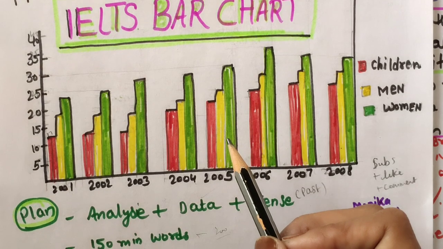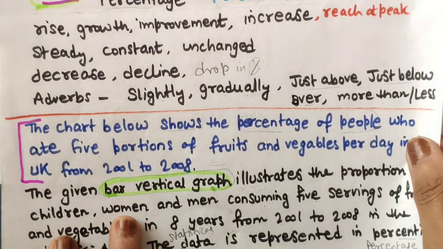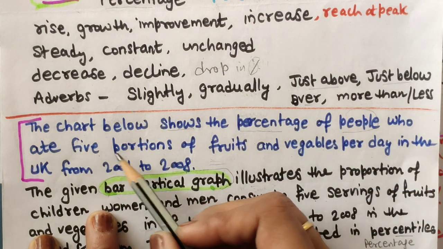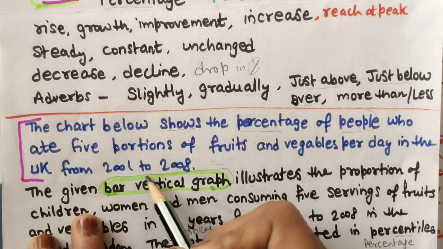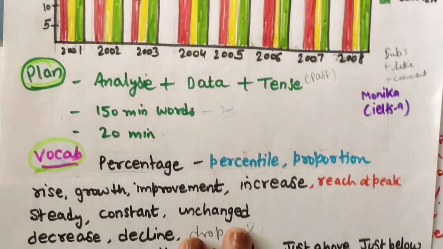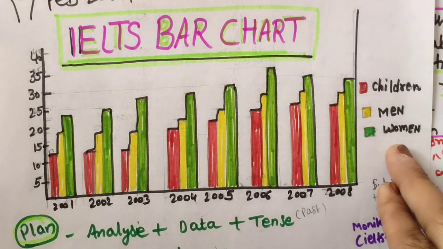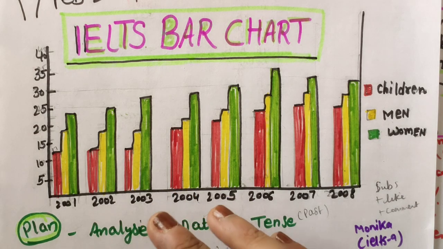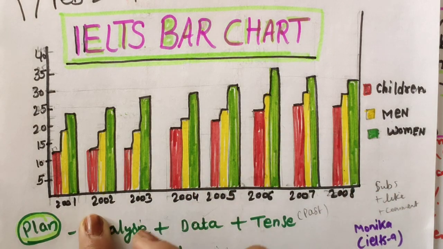Now let's read the question statement, then you will understand. The question says, the chart below shows the percentage of people who ate 5 portions of fruits and vegetables per day in the UK from 2001 to 2008. So this is the question statement. They are talking about the UK, United Kingdom, where people like children, men and women are eating fruits and vegetables per day. Now we have seen everything and analyzed it, but one more thing is left.